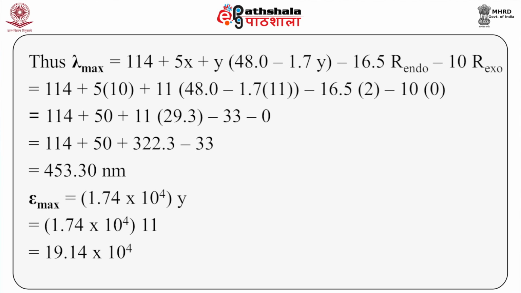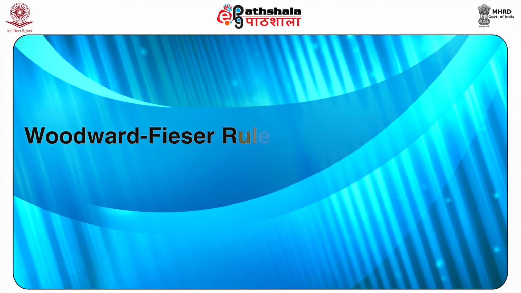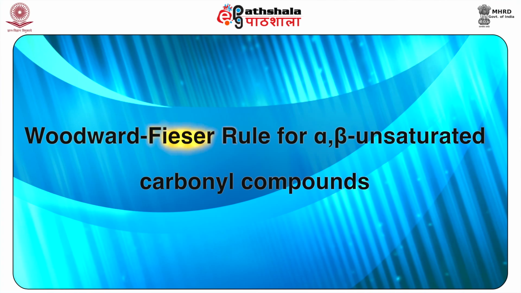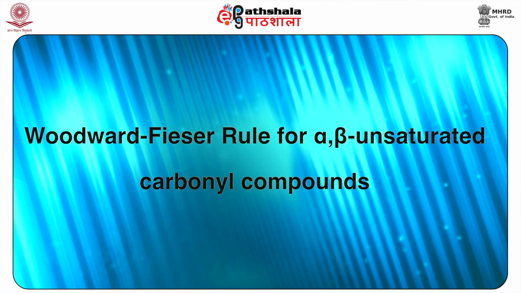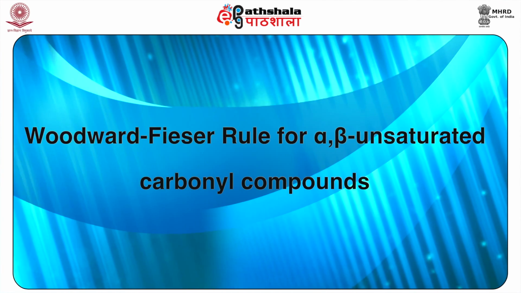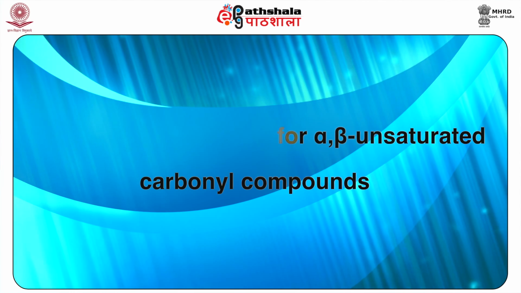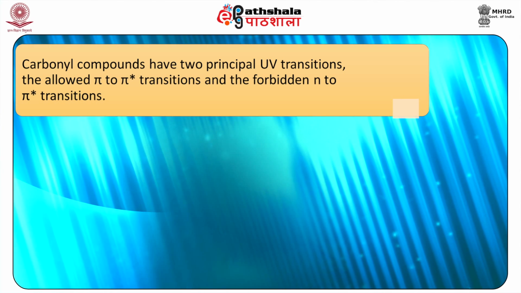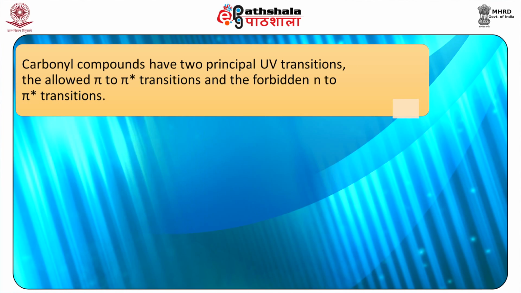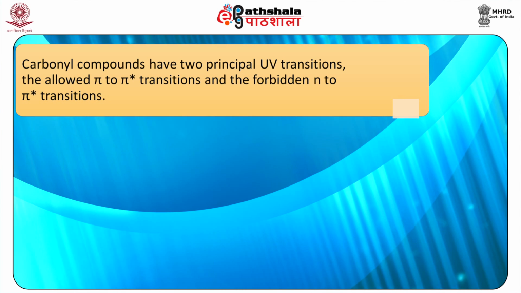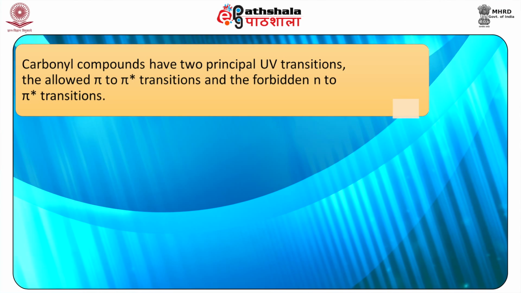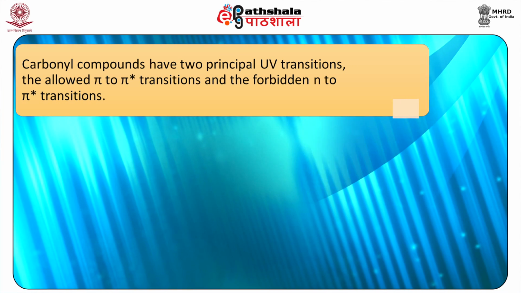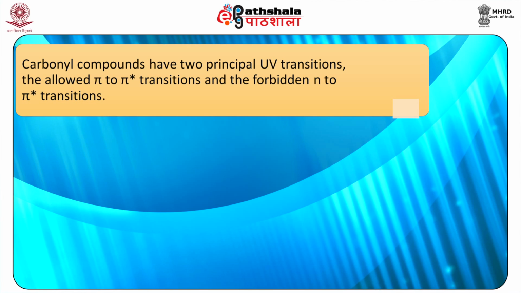Now students, taking up another Woodward-Fieser rule for another functionality, we will now use the Woodward-Fieser rules for the calculation of lambda max for alpha beta unsaturated carbonyl compounds. Now students, carbonyl compounds have two principal UV transitions, the allowed pi to pi star transitions and the forbidden n to pi star transitions, as has been discussed in the previous module.